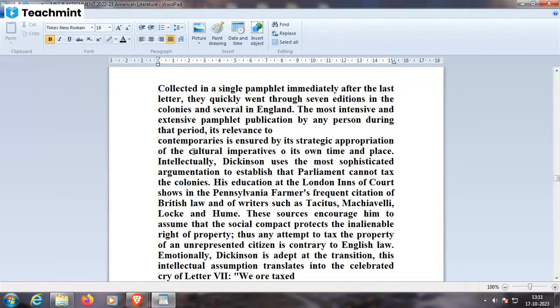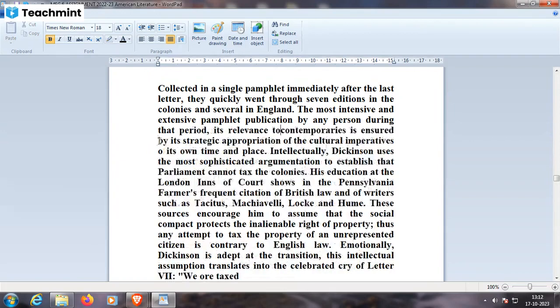Collected in a single pamphlet immediately after the last letter, they quickly went through 7 editions in the colonies and several in England. The most intensive and extensive pamphlet publication by any person during the period, its relevance to contemporaries is ensured by strategic appropriation of the cultural imperatives of its time. And of course, time and place.